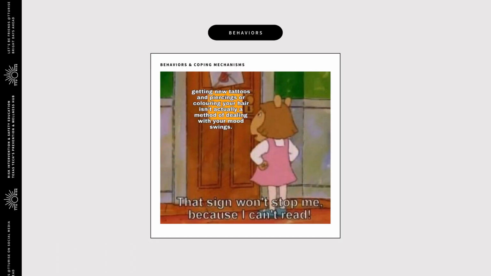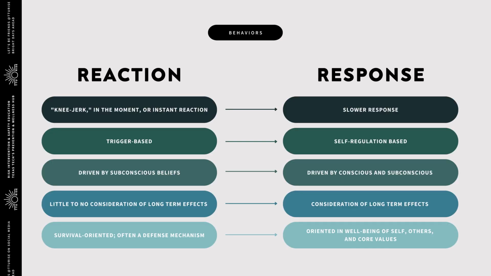This really moves us into the area of healthy and unhealthy coping mechanisms. And you can see on what we've posted here, we say getting new tattoos or piercings or coloring your hair isn't actually a method of dealing with your moods. It could be. The point here is, are you actually addressing what the root cause is? We're going to move right into how all of this affects your behaviors.